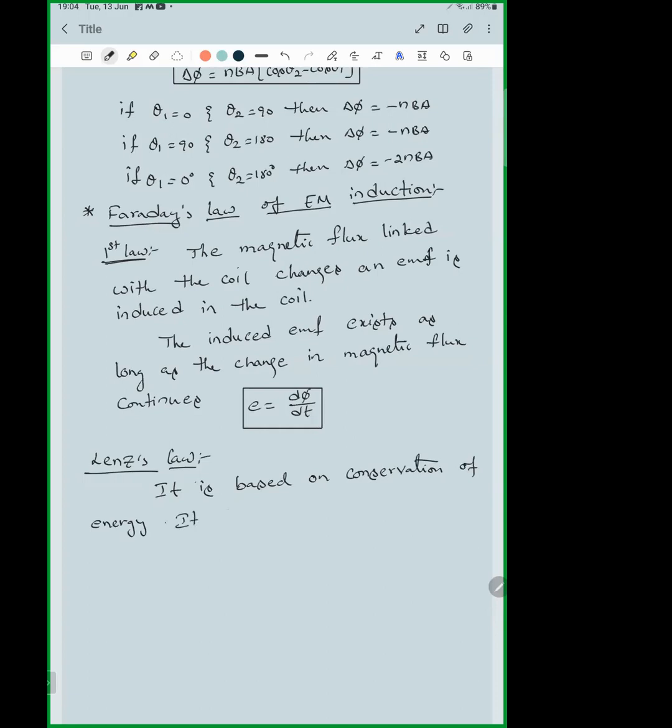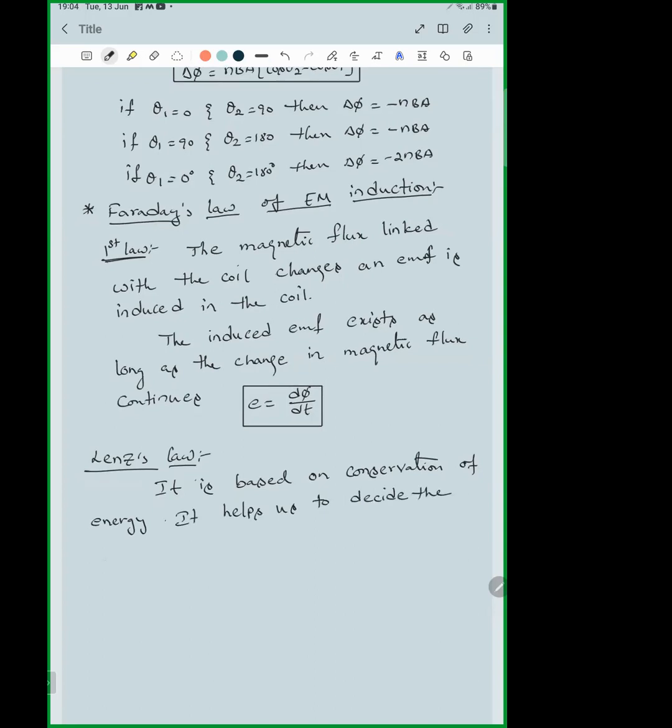Actually, it helps us to decide the direction of induced EMF or induced current in the coil. So the induced current produced in the coil is used to direct the induced EMF. Actually, the statement for this, let's take a screenshot here after writing the statement.